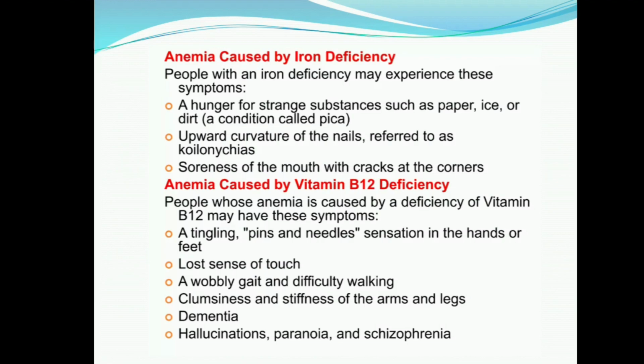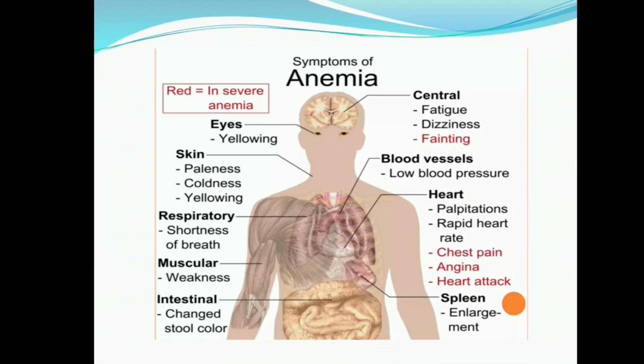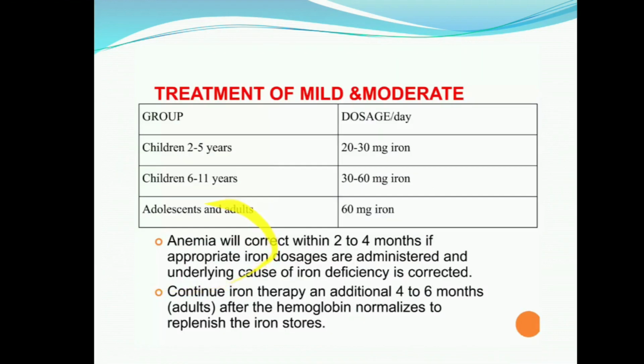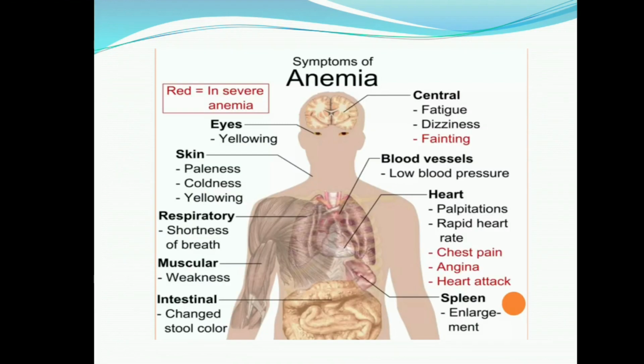Anemia caused by vitamin B12 deficiency. What are the symptoms? They have lost sensation of touch, clumsiness and stiffness of the arms and legs, etc. Here there is a summary of the symptoms that occur during anemia, like yellowing of skin, yellowing of eyes, paleness of skin, shortness of breath, as I've mentioned, and other symptoms.